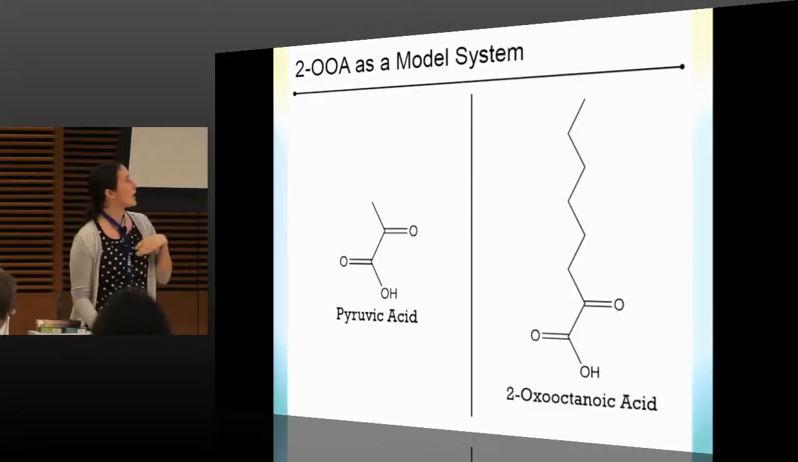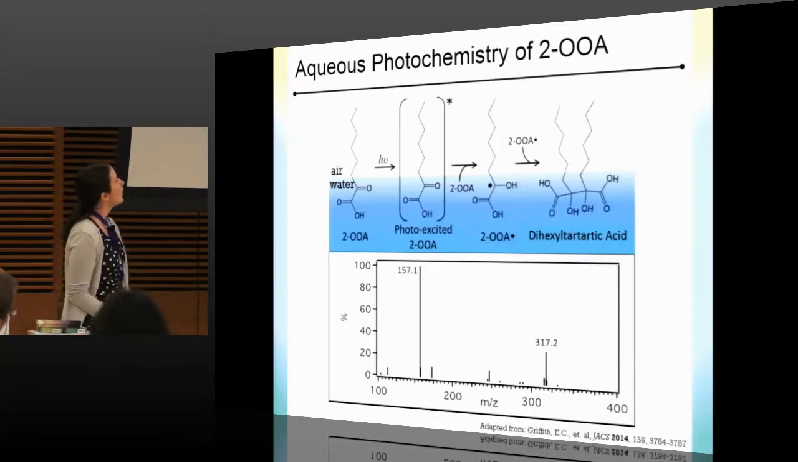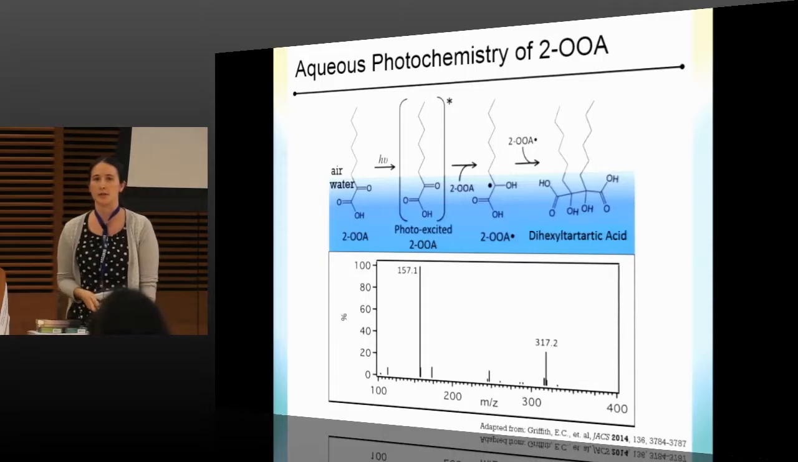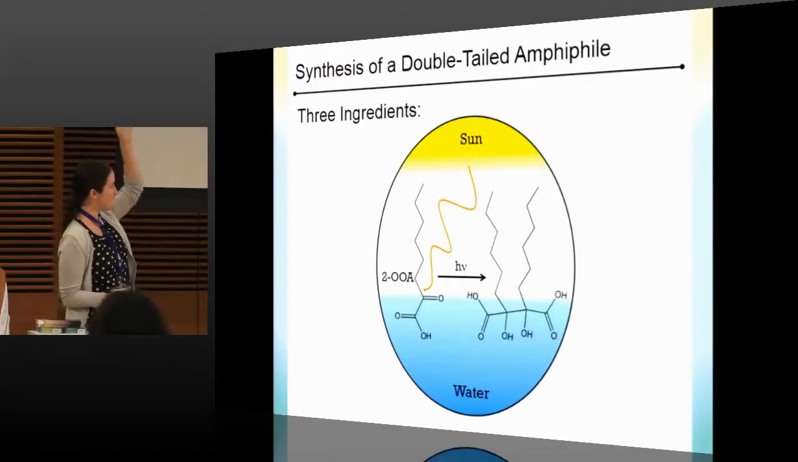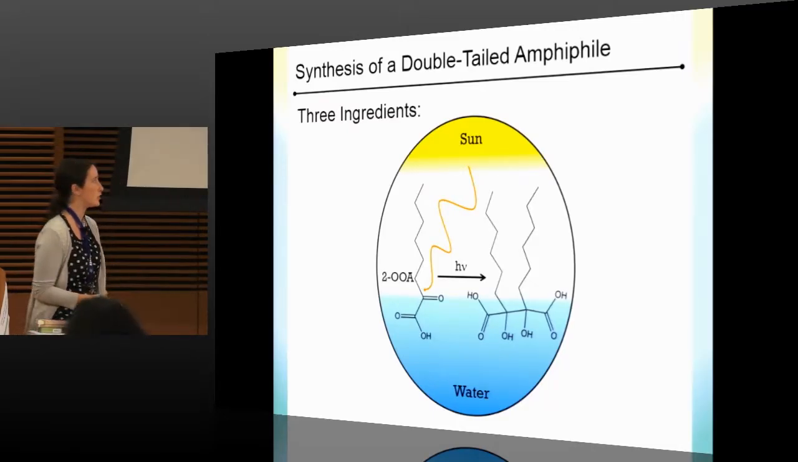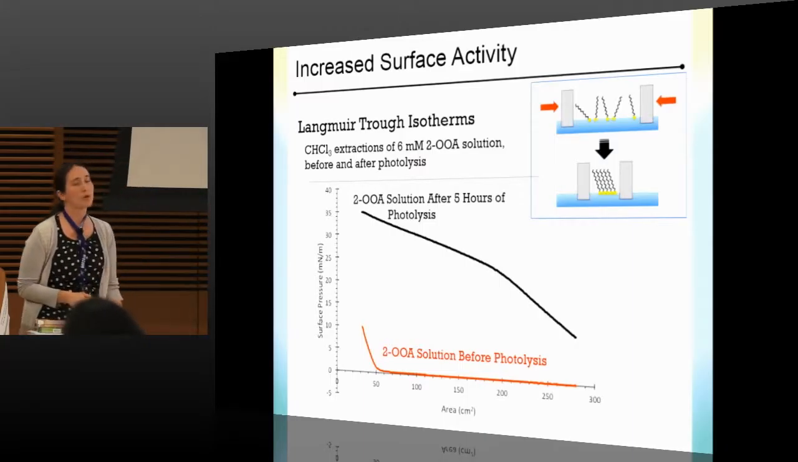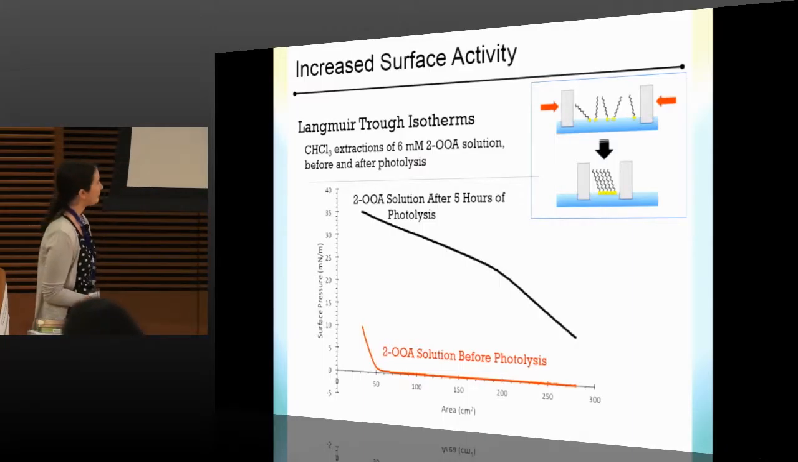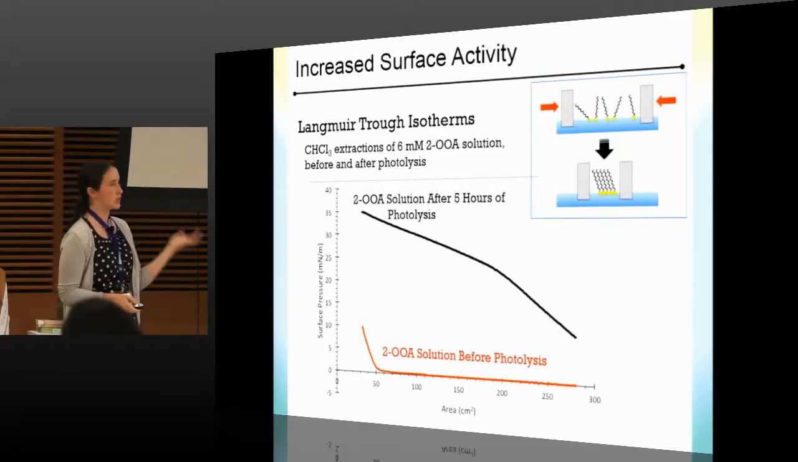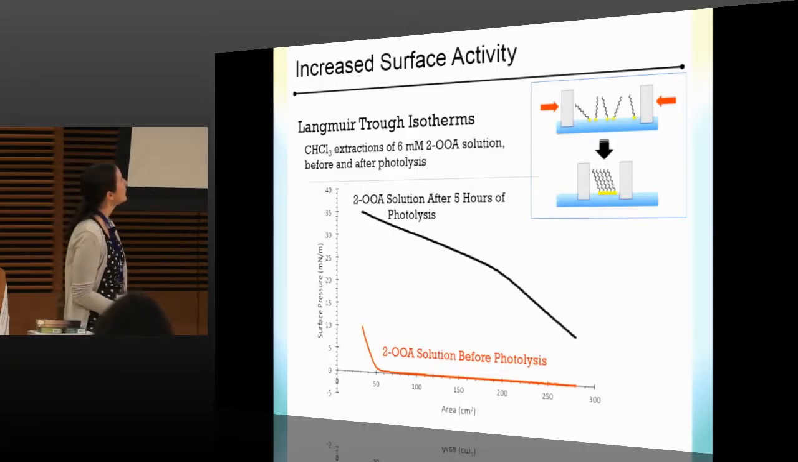And so if we use a longer-tailed analog of this, 2-oxooctanoic acid, we can then do the same photochemistry and make a double-tailed surfactant, dihexyl tartaric acid. And so with water, sun, and this molecule, we've made a double-tailed surfactant, which is generally hard to do. Not a phospholipid, but a double-tailed molecule. And we do see that it's quite a bit more surface active after photolysis, which is good, or at least not at all surprising, because if you have more hydrocarbon tails, it should be more surface active.